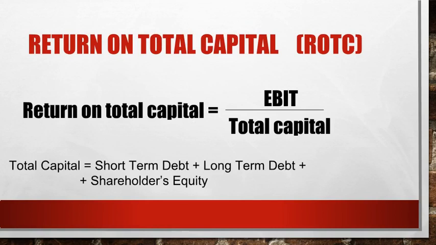Earnings before interest and taxes, EBIT, represents profit that the business has realized, without consideration of interest or tax payments. Total capital refers to the business's total available capital, calculated as short-term debt plus long-term debt plus shareholders' equity.